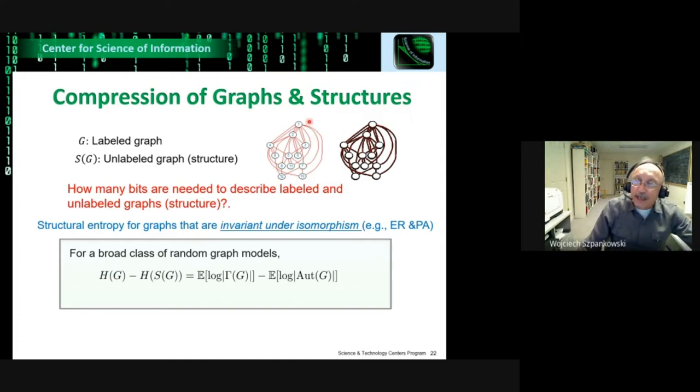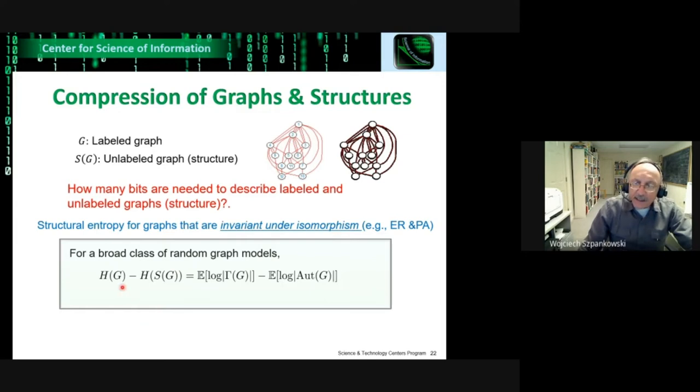G is always labeled, so this one. And this is the entropy of a structure, an unlabeled graph. They are related, but not always. I will consider only the case that if I permute these labels, having the same structure, every permutation has the same probability. It doesn't happen for the duplication divergence network. So I call it invariant under isomorphism.